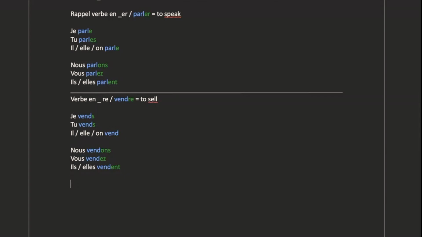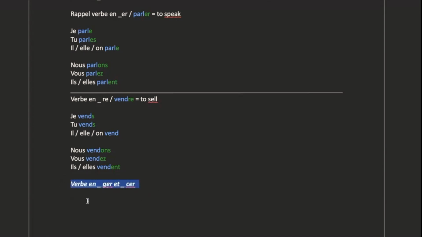Okay, so next, now that we know that, we're going to see verb ending, verbe en GER. D'accord? And CER. D'accord? Par exemple, ça va être. Oh, I'm going to put that this way. D'accord? I'm going to do an example.